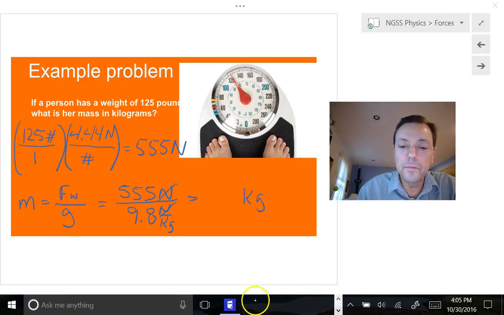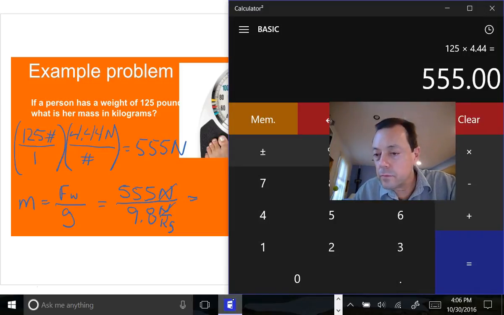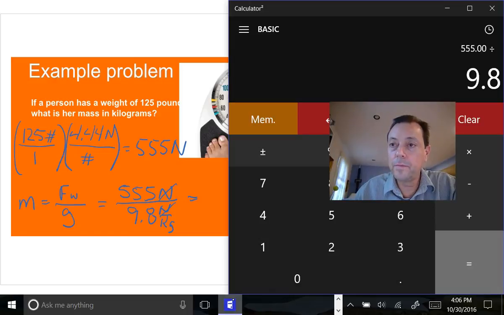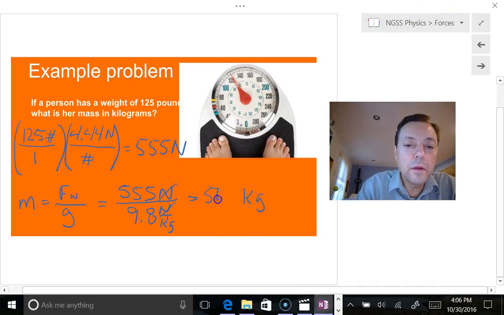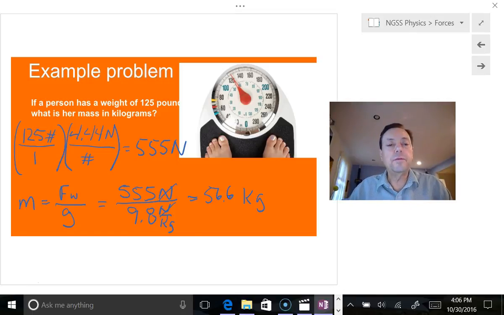And if I divide that by 9.8, I'm going to get about 56.6 kilograms. Okay, so 125 pounds is about 555 newtons, is about 56.6 kilograms near the surface of the Earth. Okay, let's try some more.